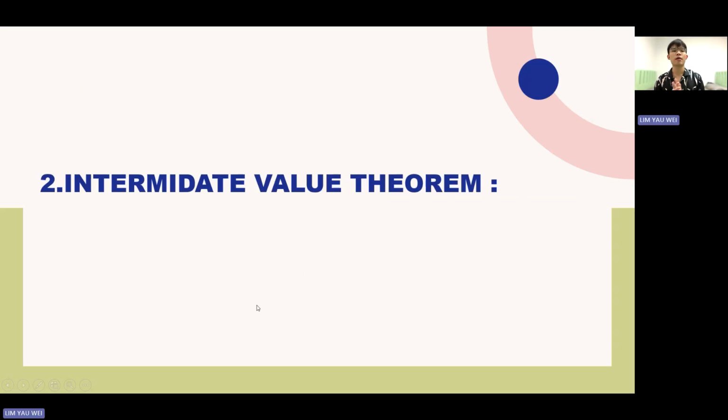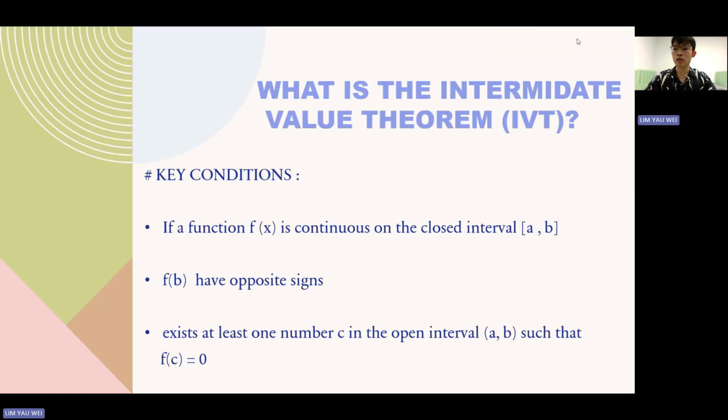Second, I will talk about the intermediate value theorem, the short form is IVT. What is the intermediate value theorem? The key conditions are three. One, the function is continuous on the closed interval a and b. Two, f of a and f of b have opposite signs. Then there exists at least one number c in the open interval a, b such that f of c equals zero.